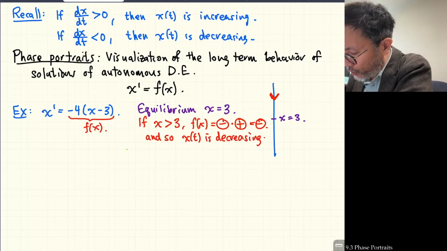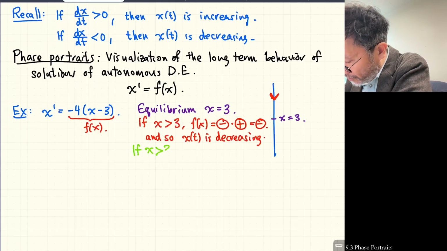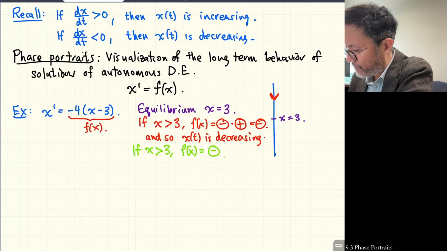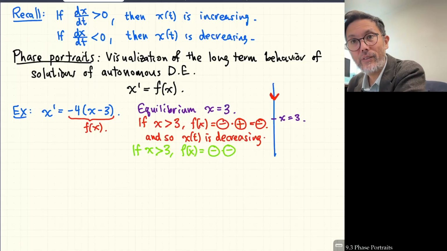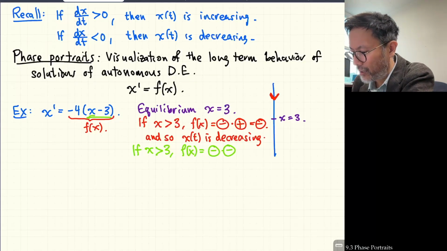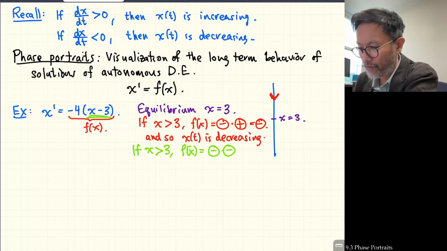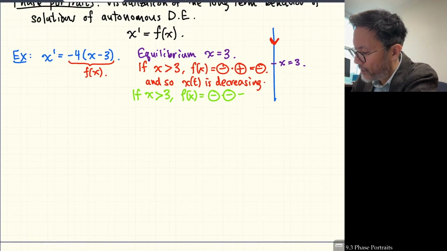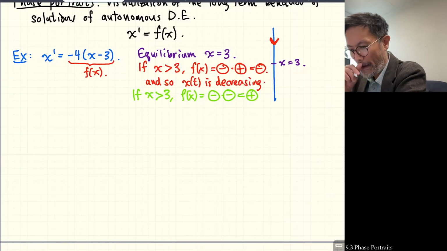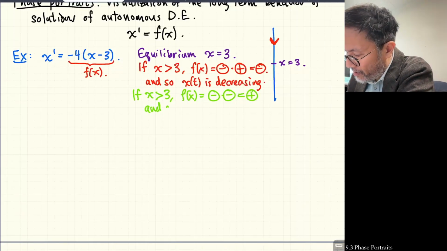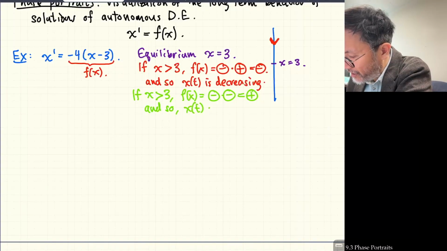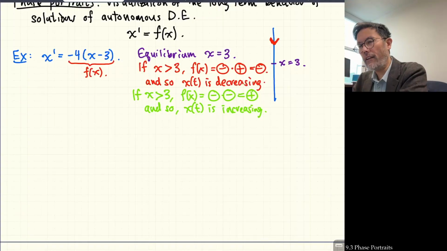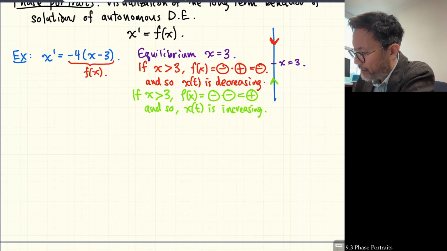And what about if x is less than 3? Then f of x is, well, it's still negative times, but now times another negative. You feel it? If x is less than 3, then this quantity here is negative. And we know a negative times a negative is a positive. And so x of t is increasing. And I'm going to represent this state of affairs like this, pointing up.